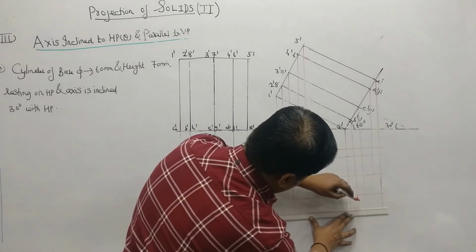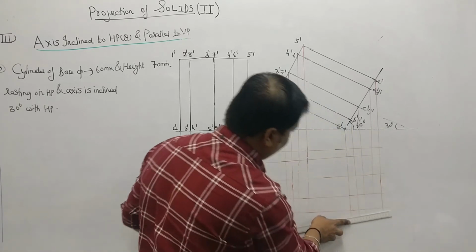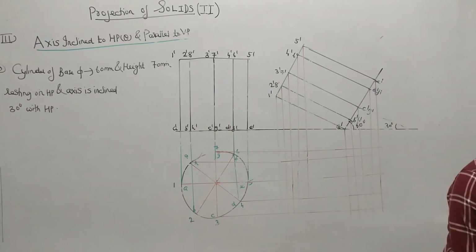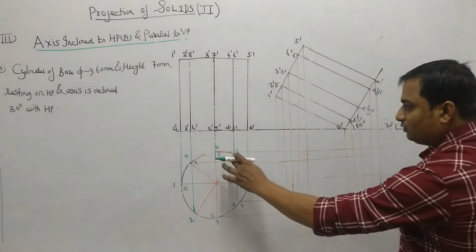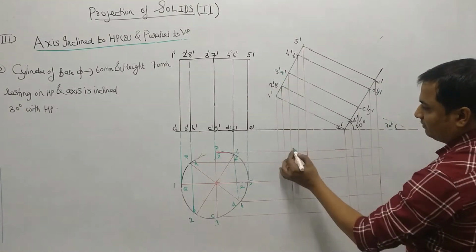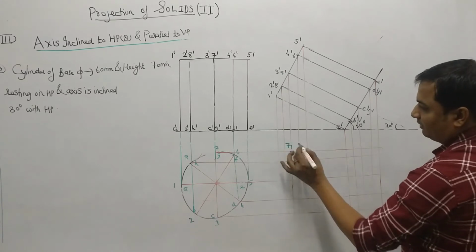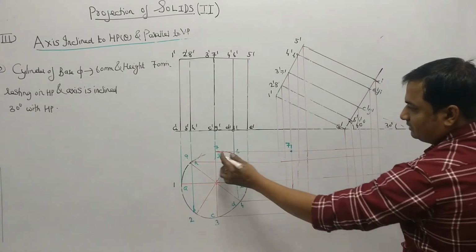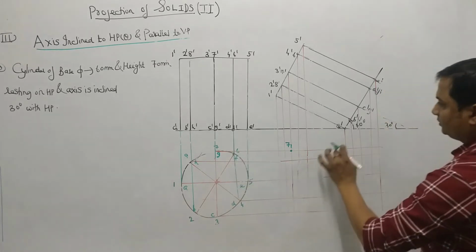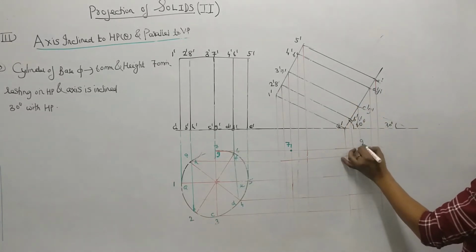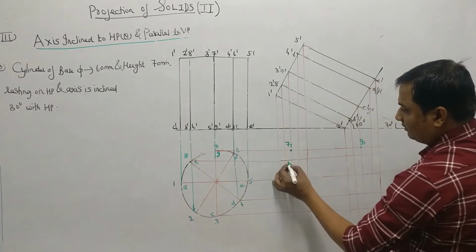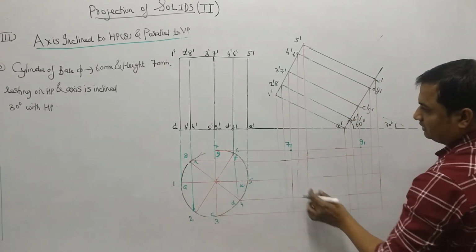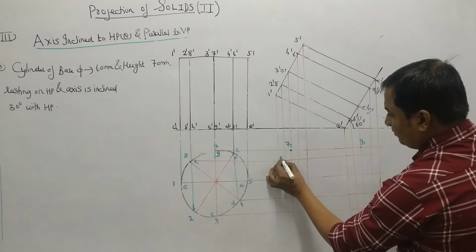You have to follow the steps of construction which I am making here. So this is 7: 7 horizontal, 7 vertical, this is 7 1, right? G horizontal, G and 7 both are the same point, so G horizontal, G vertical, this is G1. So 8 horizontal, 8 vertical, so this is my 8 1.